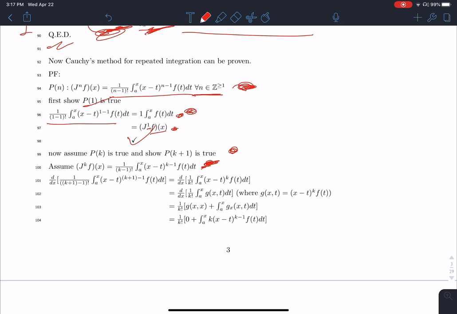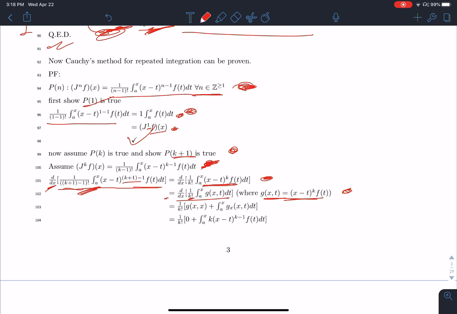Okay, now we can assume Pk is true, and we want to show Pk plus 1 is true. So just writing that out a little bit more explicitly in this line, I'm going to start with P of k plus 1. And notice there's a d dx in front. The reason that is there is going to be clear in a second. So to get here, I just simplify all these k plus 1 minus 1s. And then to get here, recognize that this is just some function g of x and t. So why not just say that and do the substitution? Okay, so now we're here.